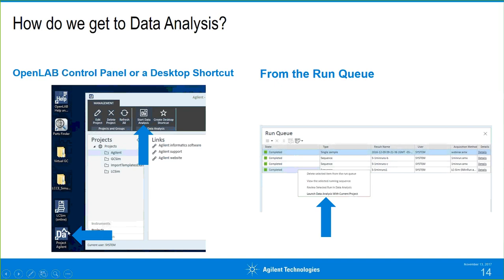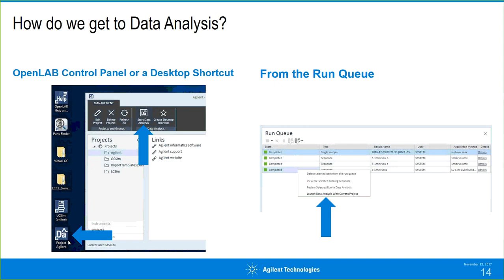As you can see here, this desktop icon happens to have the name of the project. It's named Project Agilent. But when you create these shortcuts, either for an instrument or for data analysis, they're based on that project.